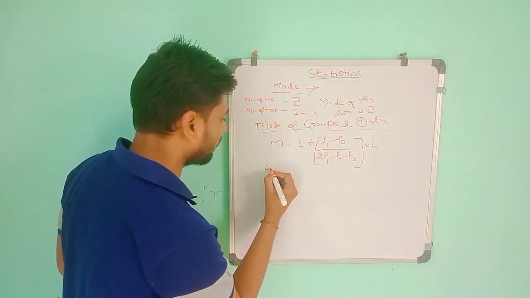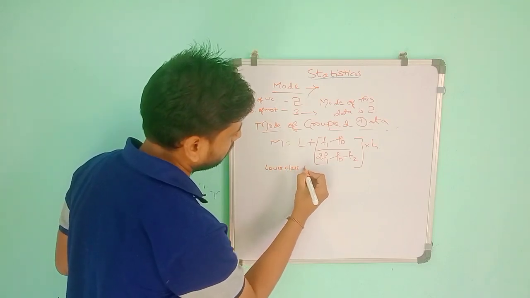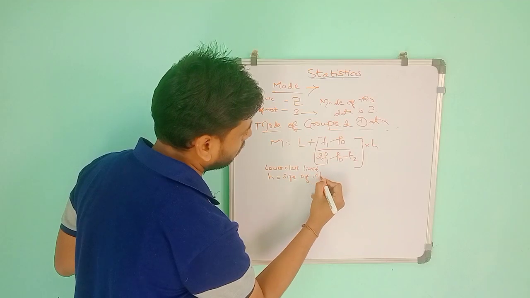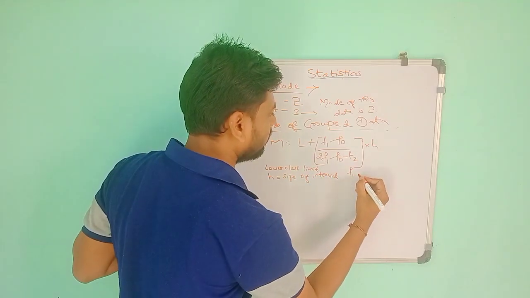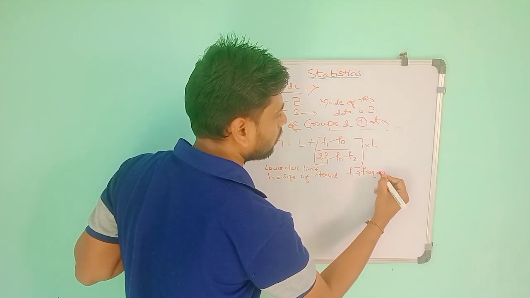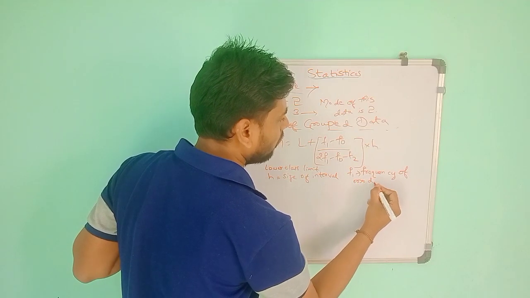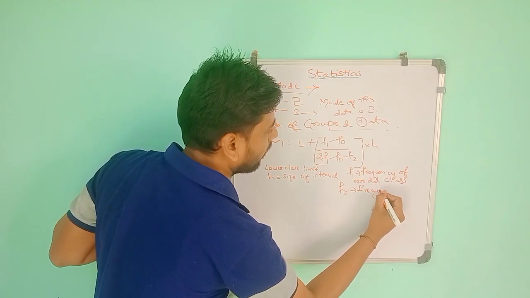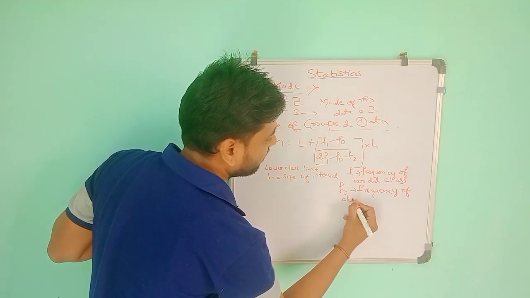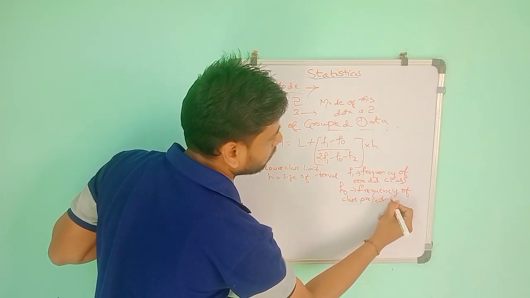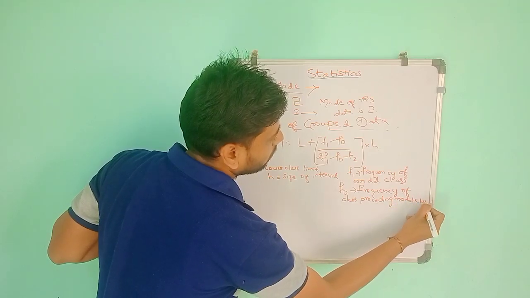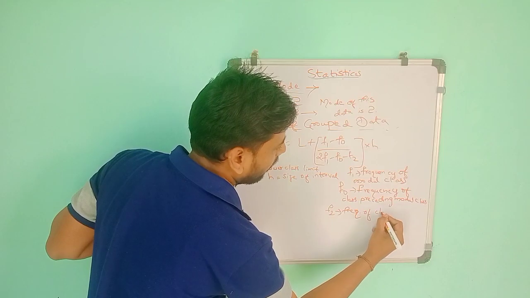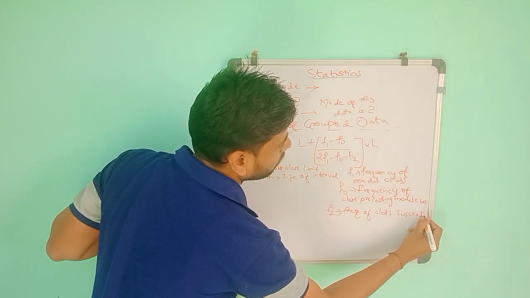So L is the lower class limit. h is the size of the interval. Then f1 is the frequency of the modal class. Then f0 is the frequency of the class preceding the modal class. Then f2 is the frequency of the class succeeding the modal class.